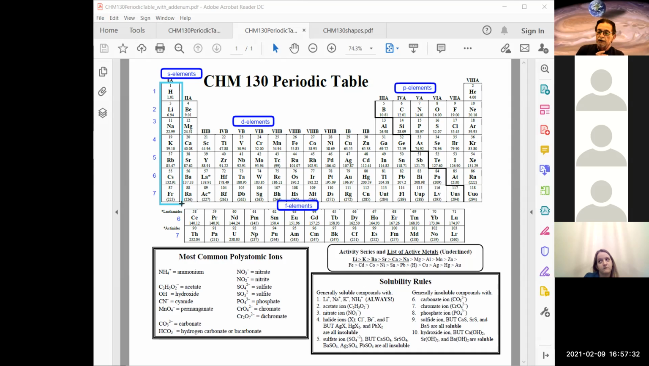Sodium has 11 electrons, but of those 11 electrons, one of them is in the 3s1 orbit, all by itself. Next one down, potassium. Guess what? How many electrons does potassium have? 19. Of those 19, one of them is on the outermost shell. We call that the valence shell. It is in the 4s1.